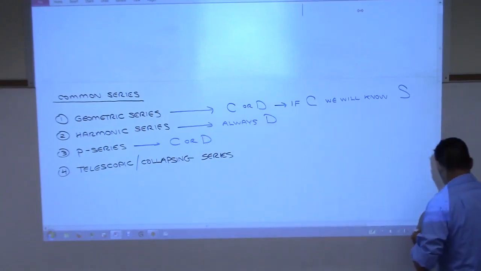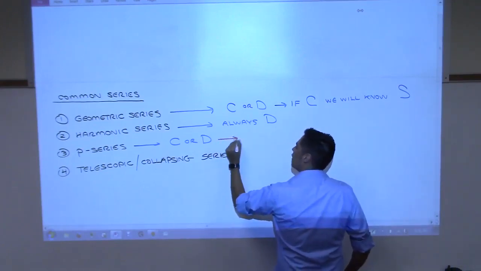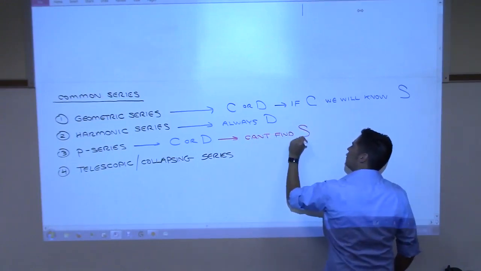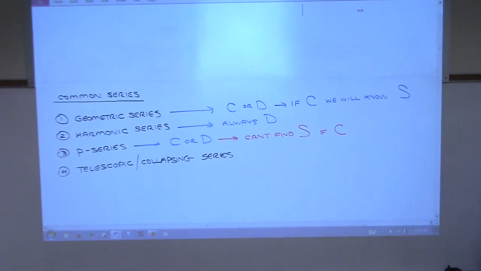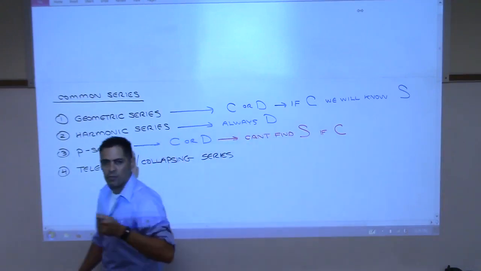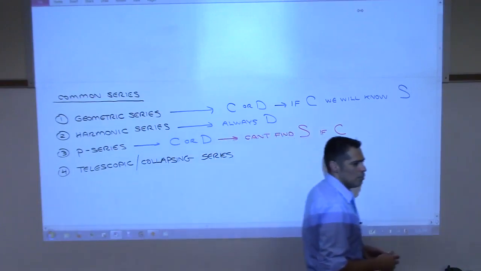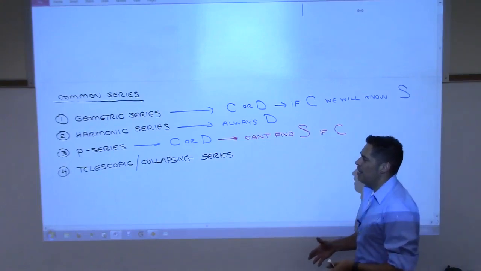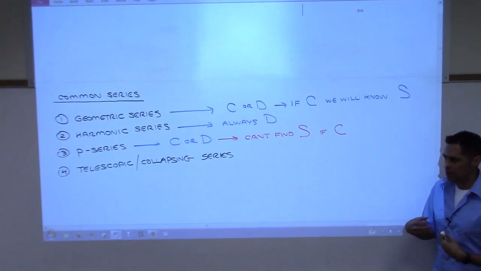Bad news, though. I can't find what S is if it converges, right? If it converges, I will only be able to tell you that it converges. I will not be able to tell you what the actual sum is. And that may bother you. You may be like, well, we want to know the sum. Well, it turns out as we progress through this chapter, really at the end of the day, the convergence or divergence is the most important thing to us. All right?